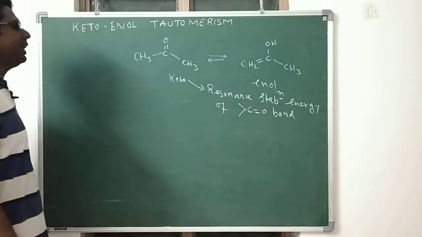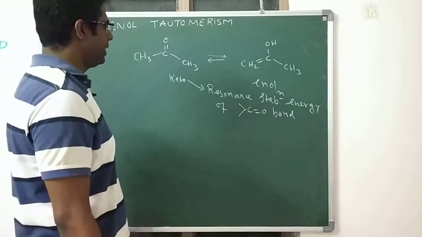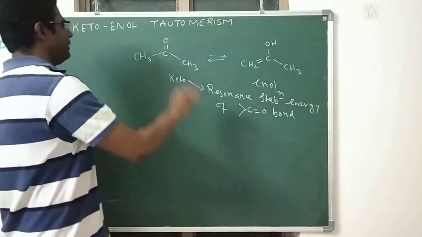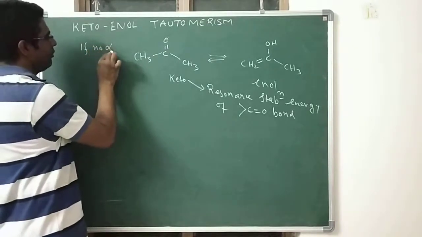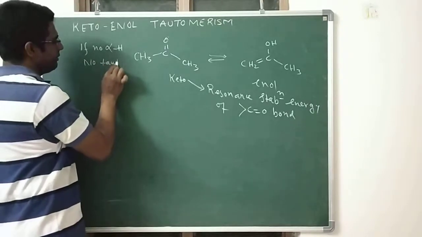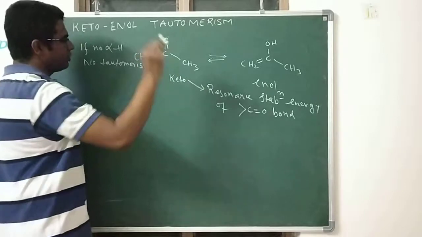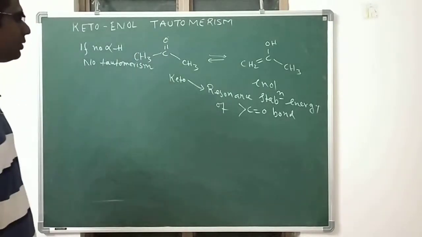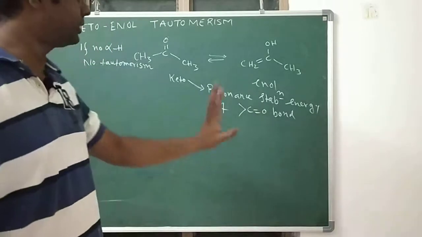Now there are two fundamentals that you have to understand in keto-enol tautomerism. Number 1 is if there is no alpha hydrogen, no tautomerism. ठीक है, if there is no alpha hydrogen, there won't be any tautomerism. Number 1. Number 2 is the keto form is more stable due to resonance stabilization energy.